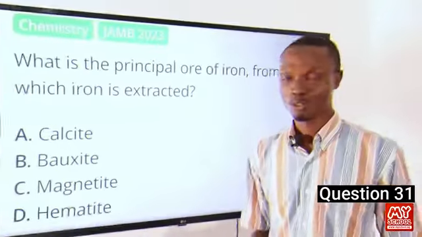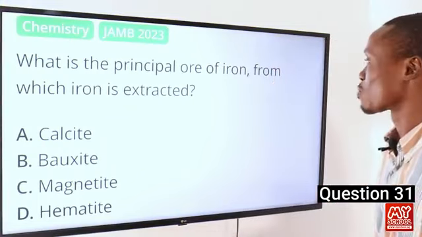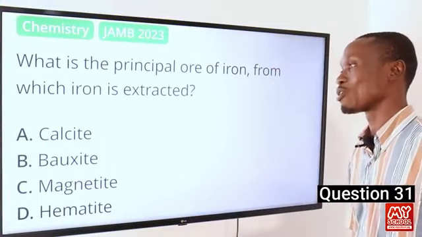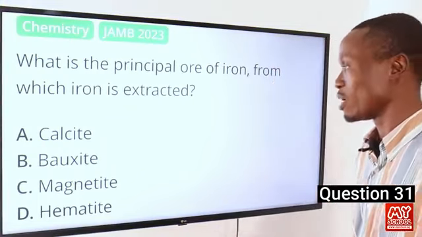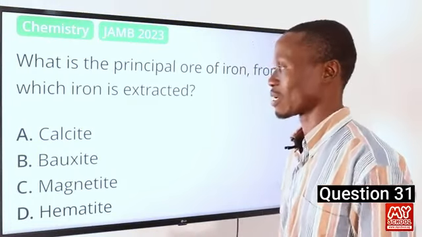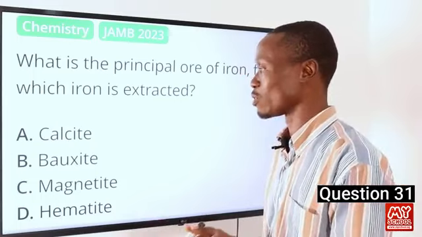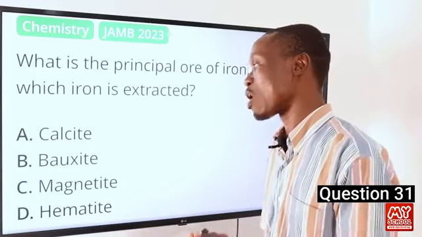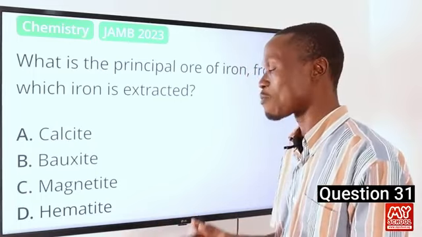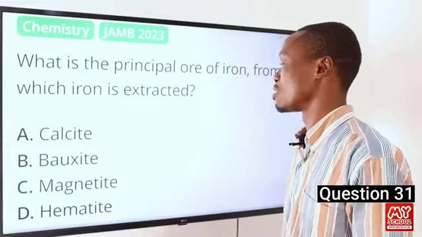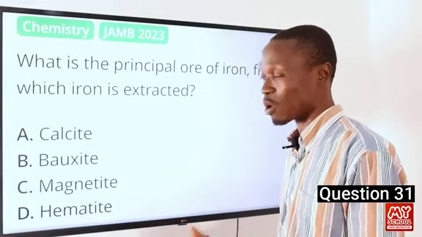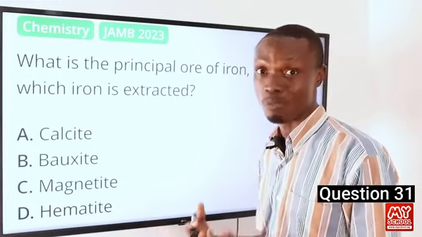Question 31. What is the principal ore of iron from which iron is extracted? So A, we have calcite. Calcite is a compound of calcium, so A is not the correct option. Then B, we have bauxite. Bauxite is not the principal ore of iron, but it's actually the principal ore of aluminium.